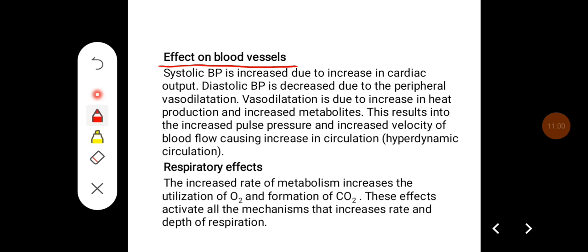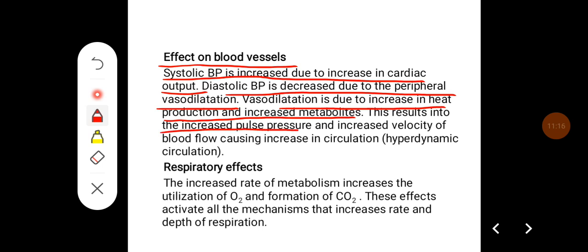Then their effect on the blood vessels. Systolic blood pressure is increased due to the increase in cardiac output, and diastolic blood pressure is decreased due to peripheral vasodilatation. Vasodilatation is due to increase in heat production and increased metabolites. This results in increased pulse pressure and increased velocity of blood flow, causing increased circulation, which is also called hyperdynamic circulation.